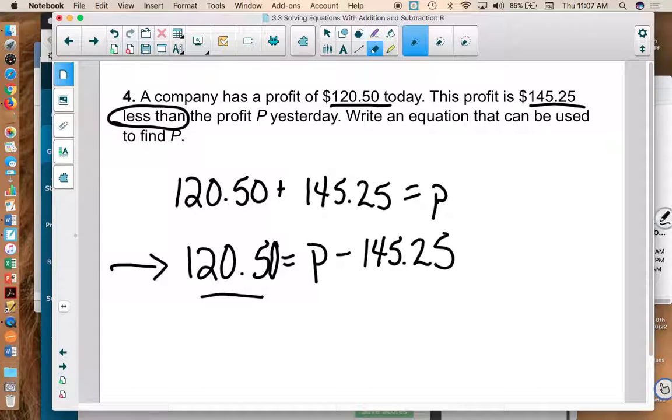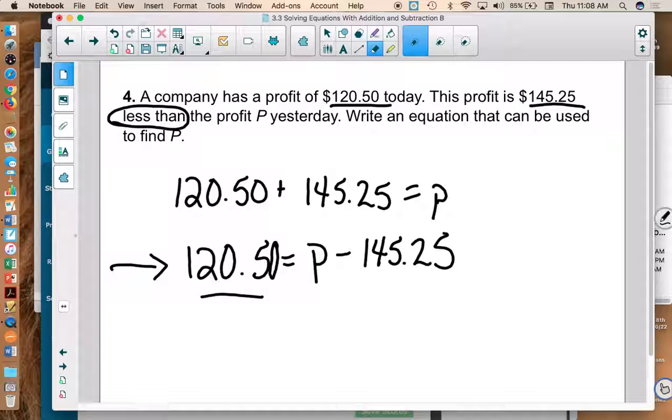First of all, I want to find P, right? I got to know what that profit yesterday was. The clue that I'm given is today's profit equals $120.50. And that's what I've got here. Today's profit equals that much. Then it says today's profit is $145.25 less than yesterday's profit. And the P is my yesterday's profit. I don't know what I did yesterday. That's where this equation comes from.